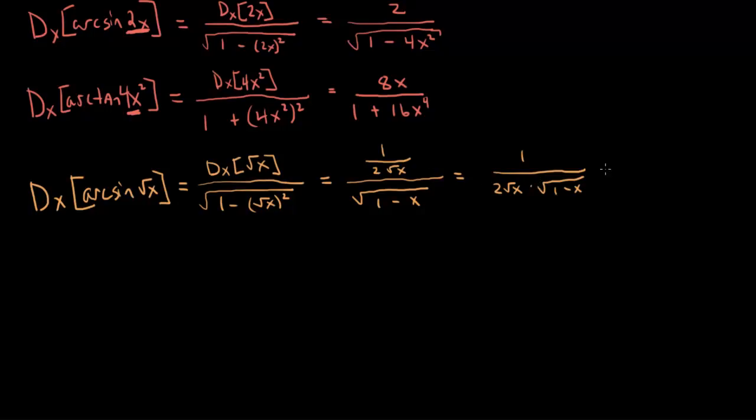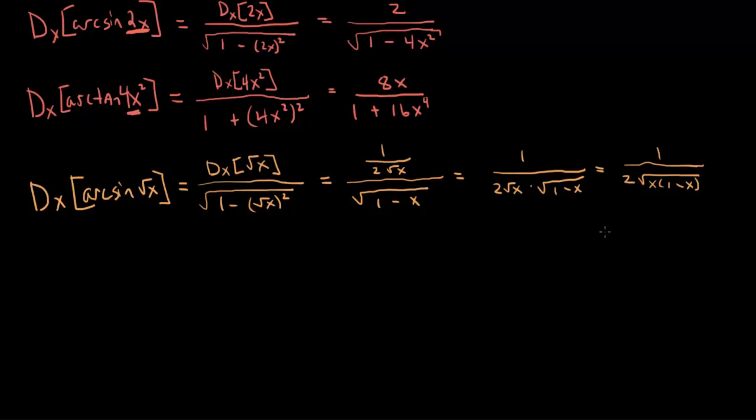And I guess we should combine those roots. That would make it look a little better. We could say that's 1 over 2. Now remember, we have the properties of radicals. It says if we have two square roots, we can multiply their radicands. So it would be like this, x times 1 minus x.